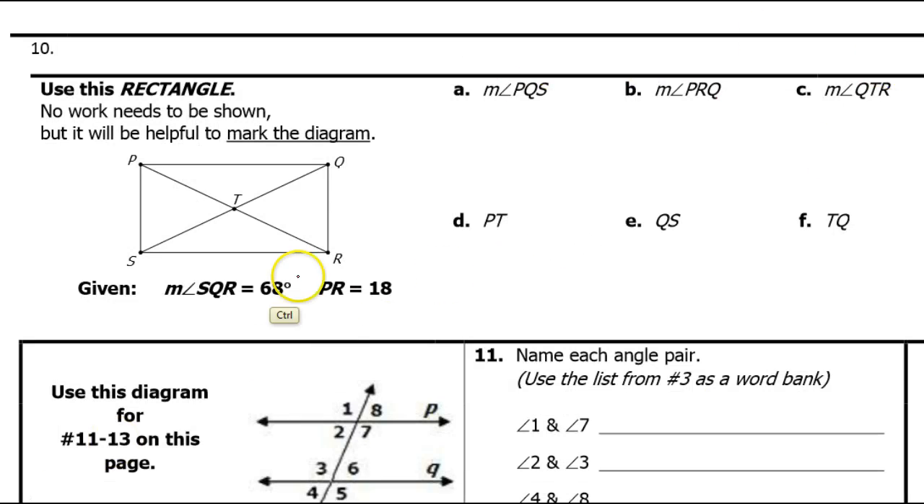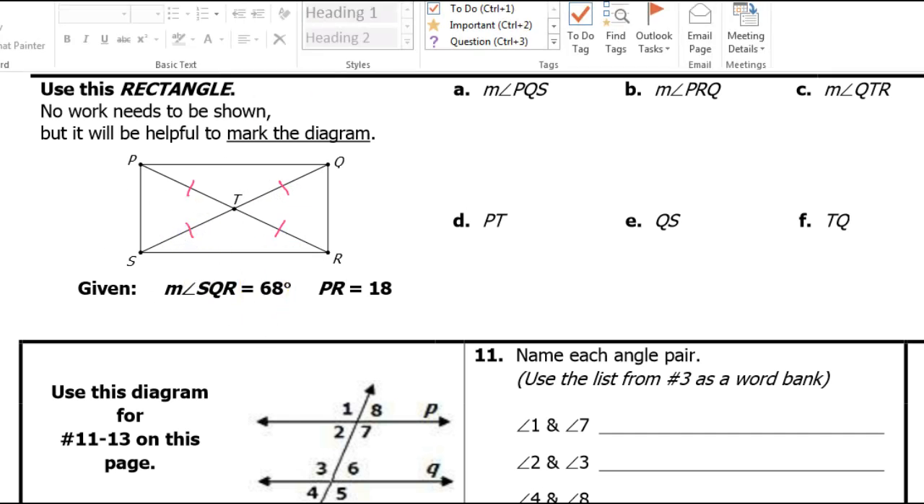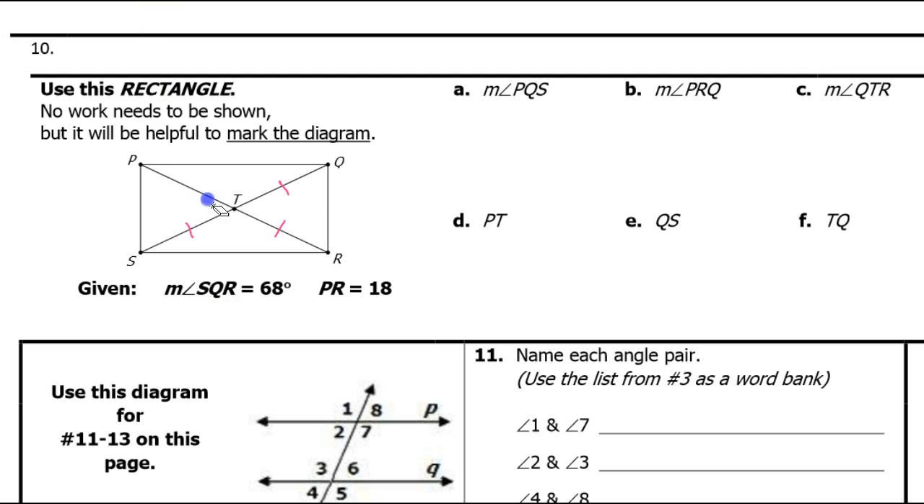Alright, number 10 has a lot of parts to it. The main thing is that this is a rectangle. And one thing we know about rectangles is that the diagonals bisect each other. And the diagonals are equal. Not only do they bisect each other, but they are also equal. That means that all four of these segments are congruent. So keep that in the back of your mind. But I think we'll come back to that later. Let's deal with the angles first, and then we'll deal with the segments second.